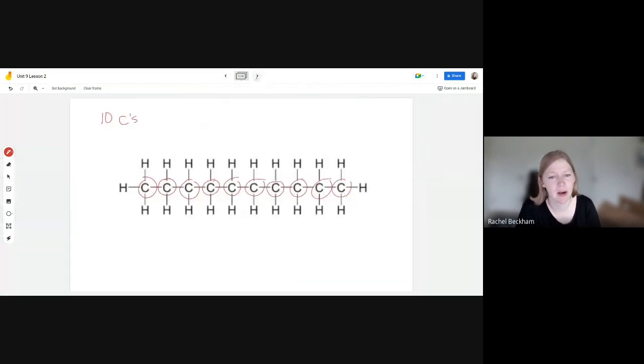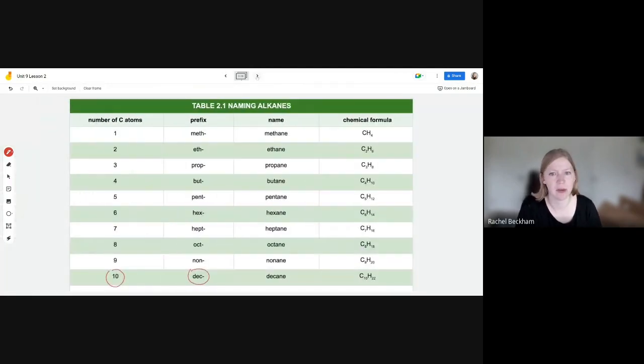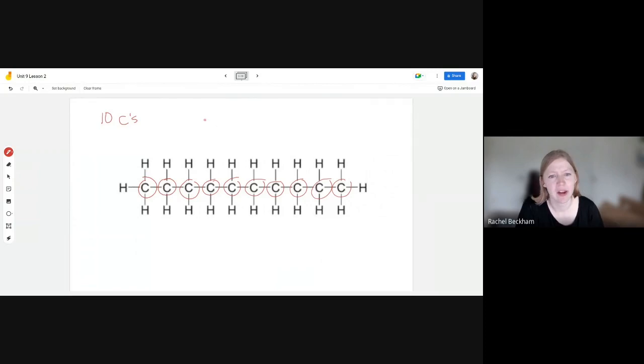Dec is going to be our prefix. And then all of these carbon atoms have a single bond, like one dash between them. And so then we're going to end it with ane. So basically for everything from this lesson, it's going to end in ane. And then the prefix tells you how many. This means that there are 10 carbons. You don't have to deal with the H's at all. Okay, so 10 carbons, decane.